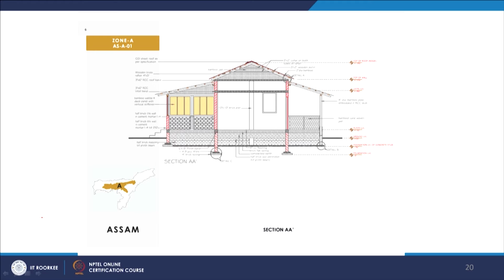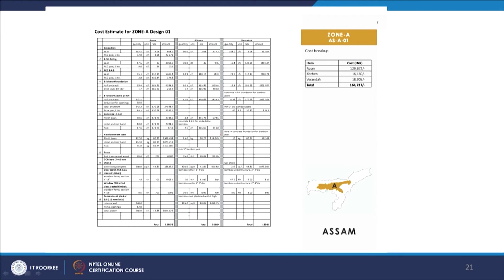And then it goes back to the heights and the material components in it. So how the wooden purlins work, how the collar beam works, how the brick foundations have to be done. So it gives more technical details of how one can construct in this format. Then comes the cost estimate, the cost estimate for zone A, design 1.